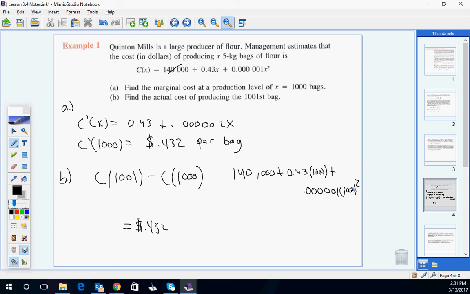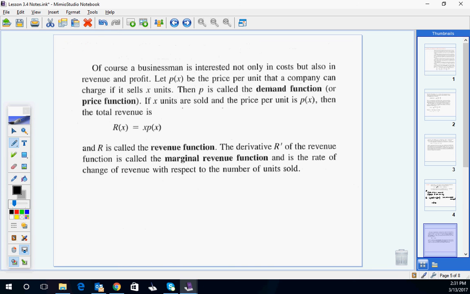Okay, I do like this section though. I think the money stuff's a little bit more interesting to me, at least. But of course, the businessman's interested not only in the cost, but also the revenue and profit. Let P of X be the price per unit that a company can charge if it sells X units. Then P is called the demand function, so that's how much the demand is. If X units are sold at the price per unit, then the total revenue is X times P of X. So X units times the demand. R is called the revenue function.